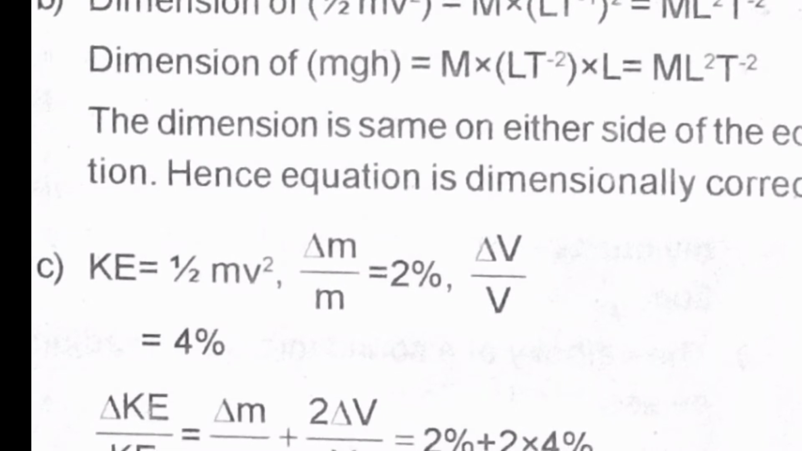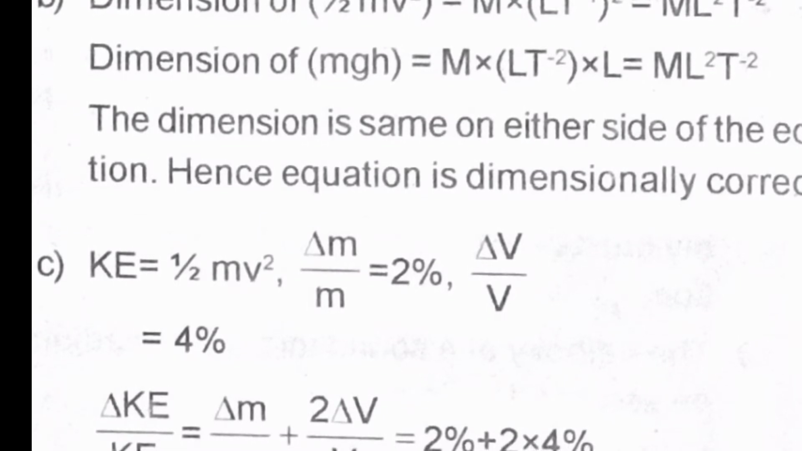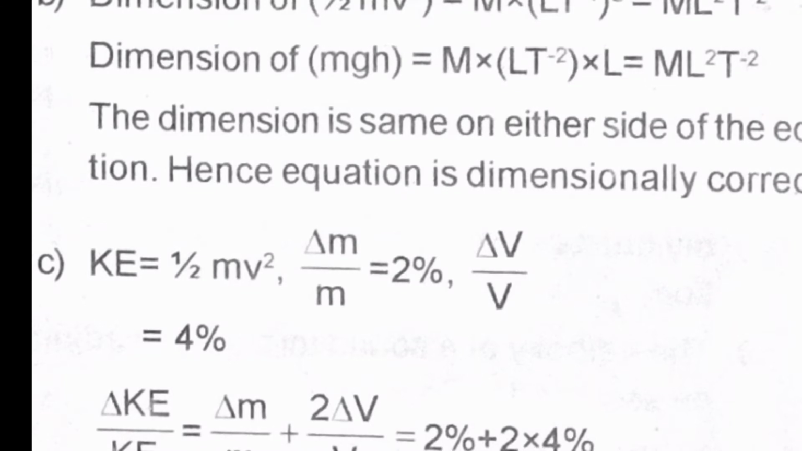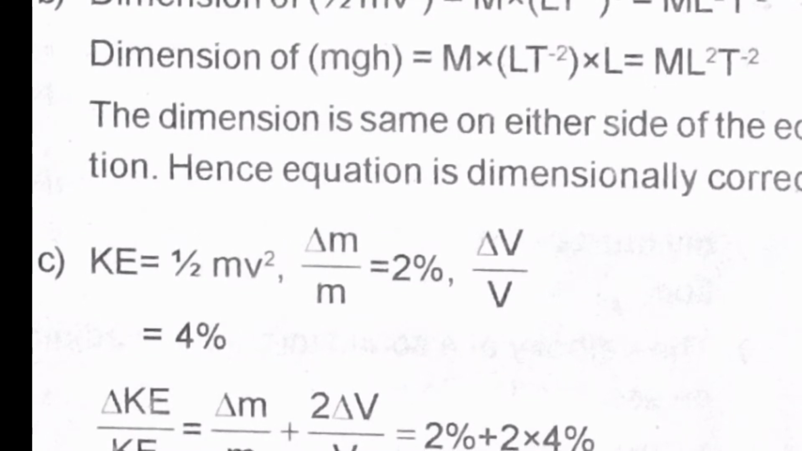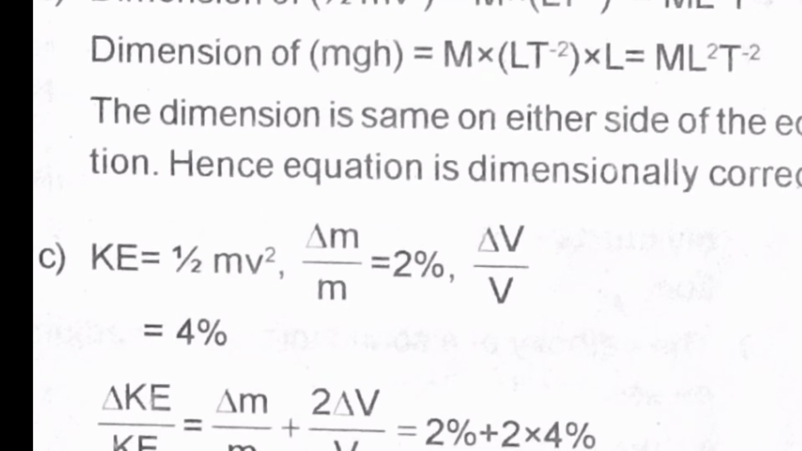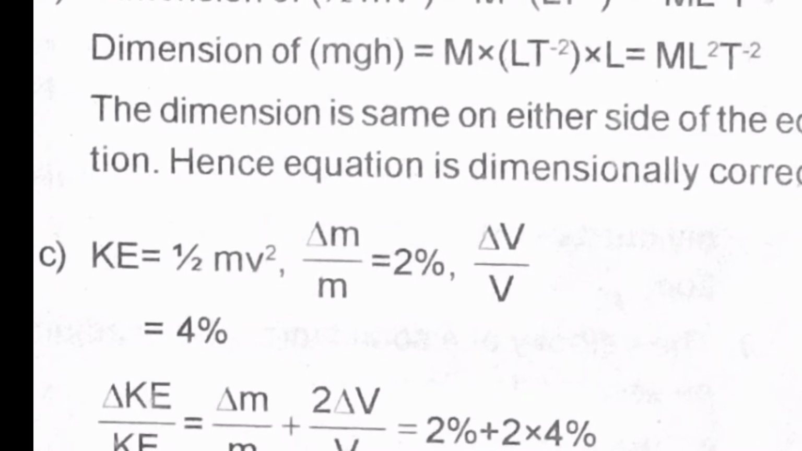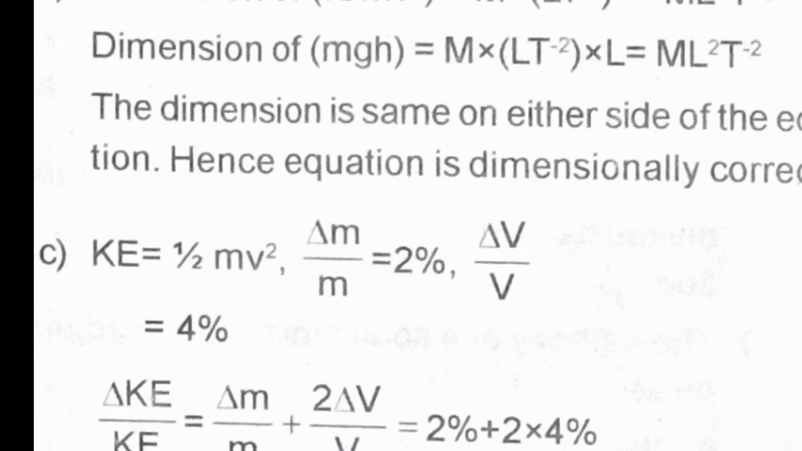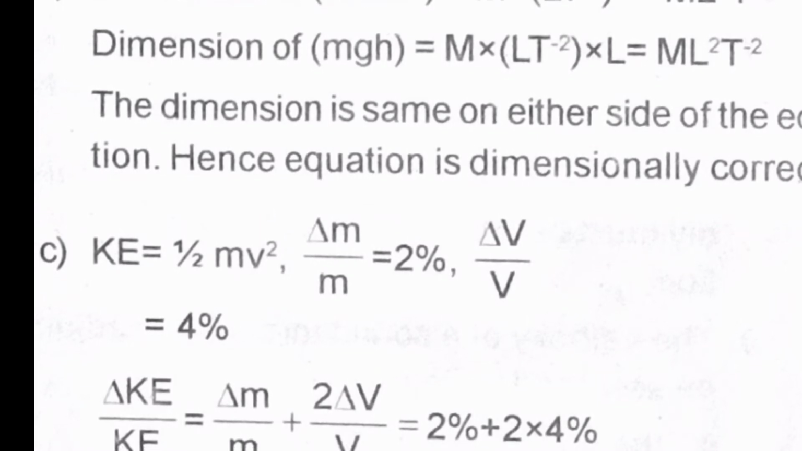So that means the dimensions of both the sides are the same. Hence the equation is dimensionally correct. Okay, so both the dimensions are m L square T raised to minus 2. Therefore, we can say that the equation is dimensionally correct. Now we can answer the third question.